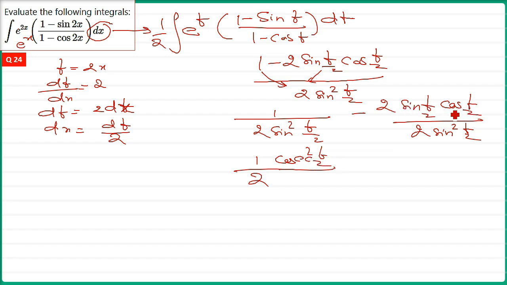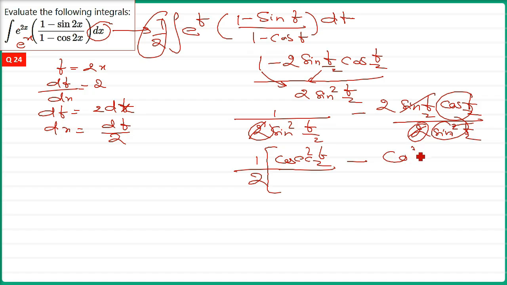Now don't be tempted to cancel these two. You can just cancel this sine and sine. So 1 by 2, which is in the denominator, we'll just take outside, because 1 by 2 is already there. 1 by 2 I am taking from these two terms which I am talking about. Now sine you can cancel. Cos t by 2 over sine t by 2 will become cot t by 2. So you can write this as cot t by 2. And 2 is already there.